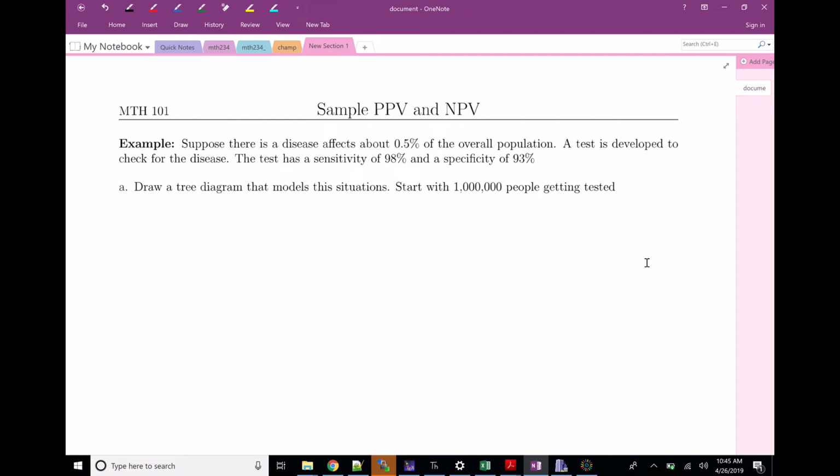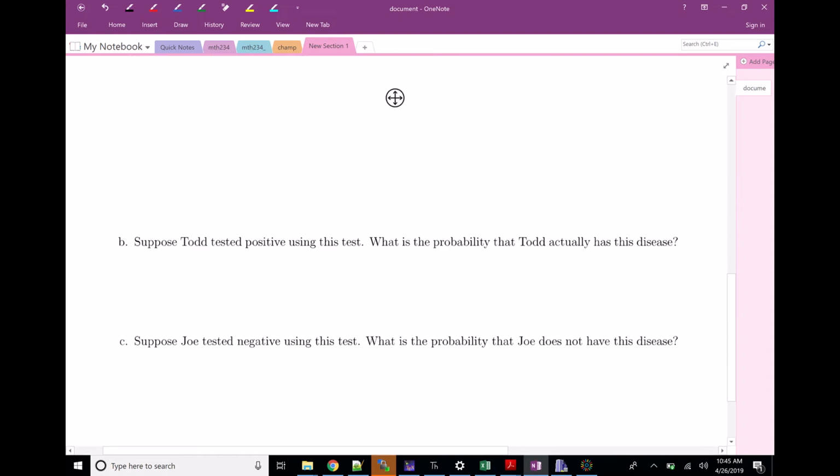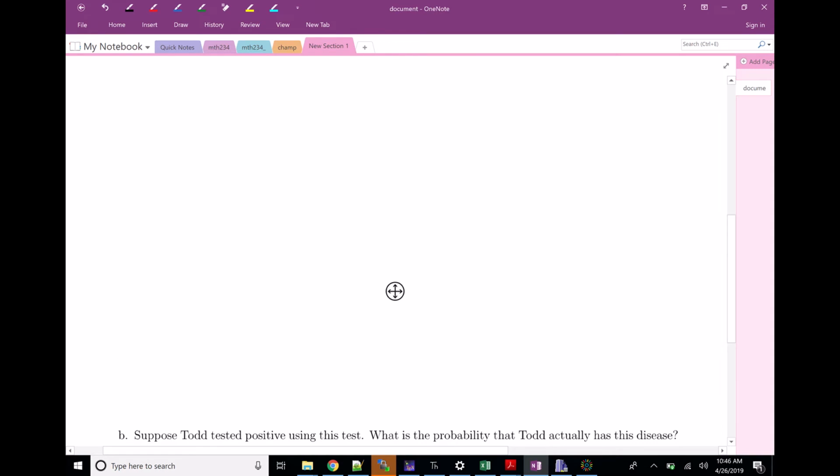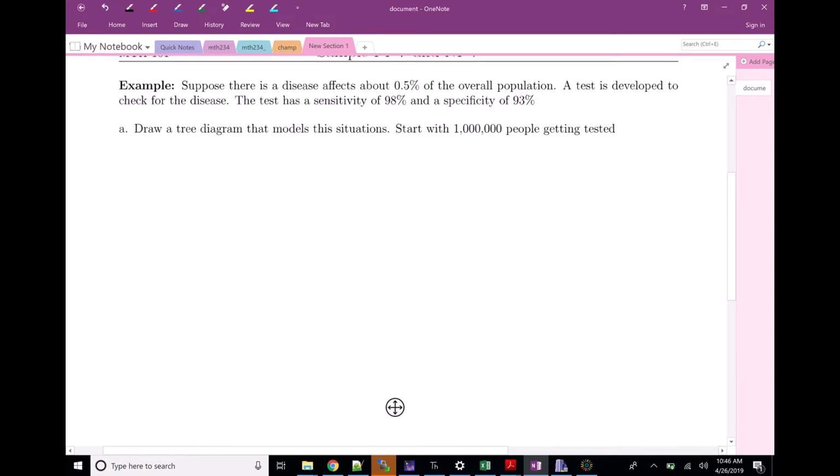We have a disease that supposedly affects about 0.5% of the overall population. We have some tests, and we have a given sensitivity of 98% and a given specificity of 93%. We want to draw a tree diagram that models this situation here. And then after that, I have a few questions that we'll use this tree diagram for.